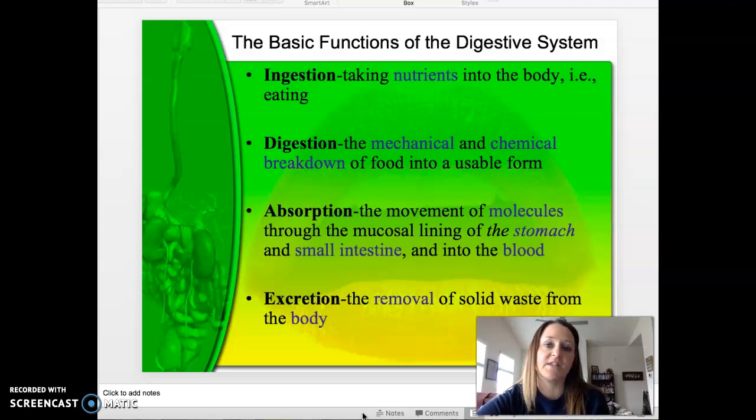And then the next step or function is absorption. So your body is going to absorb the chemicals and other nutrients that it needs. And we'll get into exactly how that happens in the different layers of the digestive system. And then excretion, which is the removal of waste. And basically that's when you go to the bathroom.